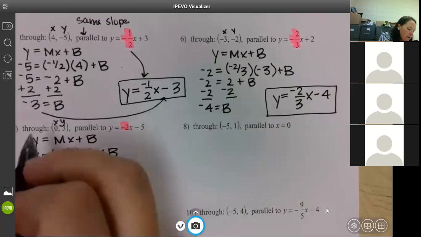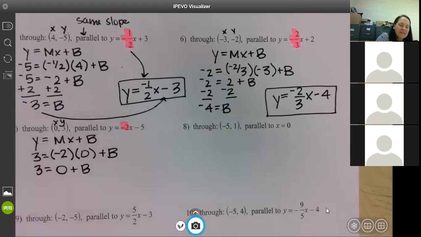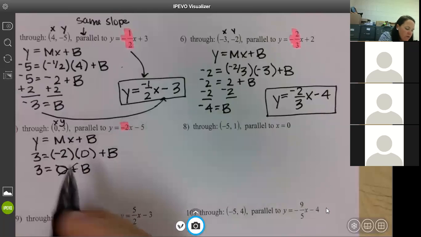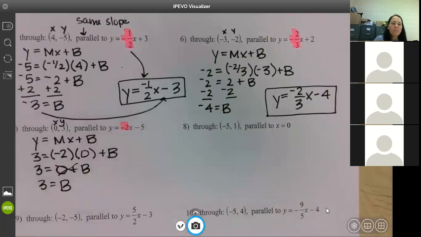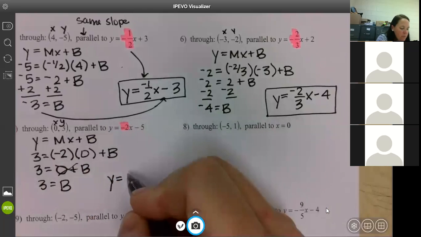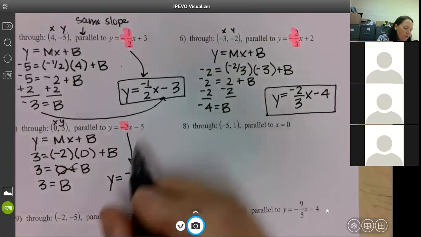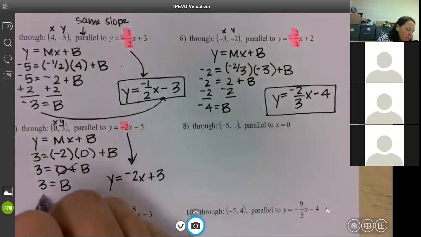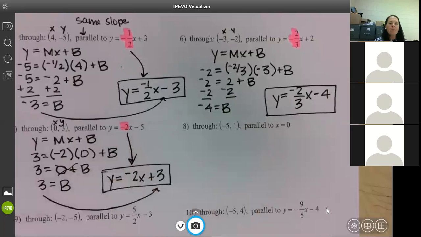-2 times 0 is 0. That 0 does not matter, we can just mark it out. And we get 3 equals b. Our new equation: y equals same slope, -2x. So we just bring that right down, and then write our b, a +3. And again, it's plus 3 because it's a +3. All right.